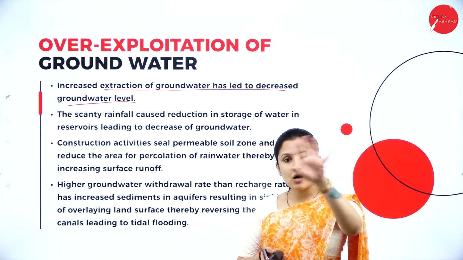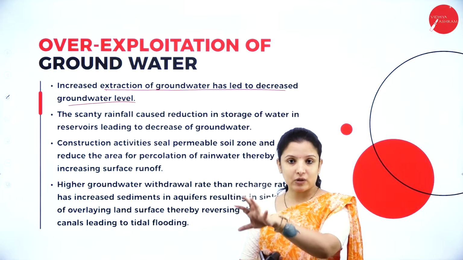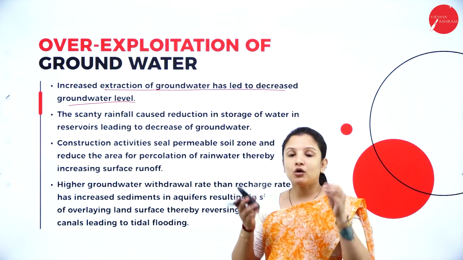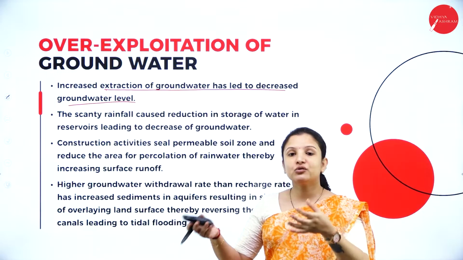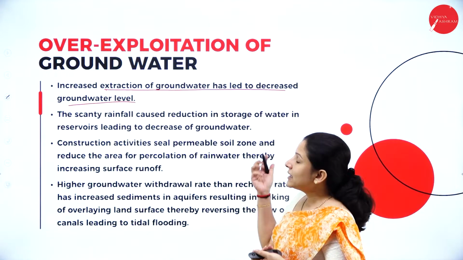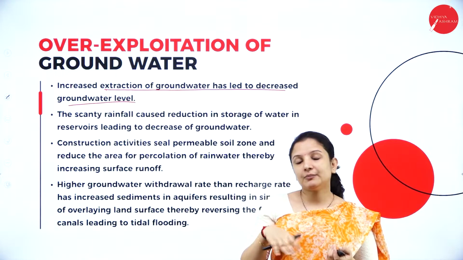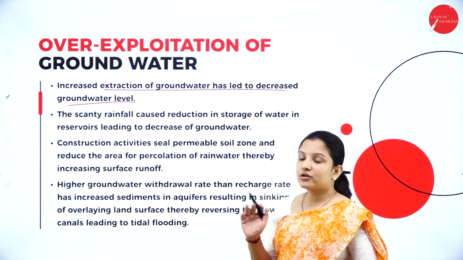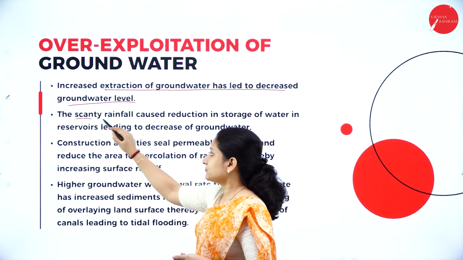At least for a few houses, let them build a bore well in one particular place so that people can go there and make use of the fresh water, not providing bore wells or wells to each of the houses, because it will completely deplete the groundwater level. And not just that, one more reason is scanty rainfall.